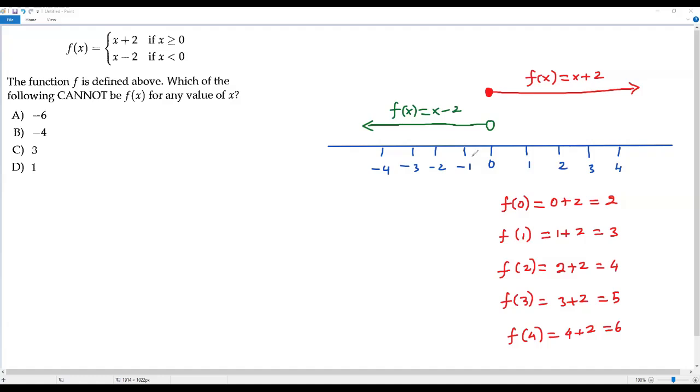Okay, anyways, let me consider only the integer values. In that case, the first value I have to use is -1. If I consider only integer values, I'm getting f of -1. So I have to plug in -1 for x over here: -1 - 2, which is equal to -3.